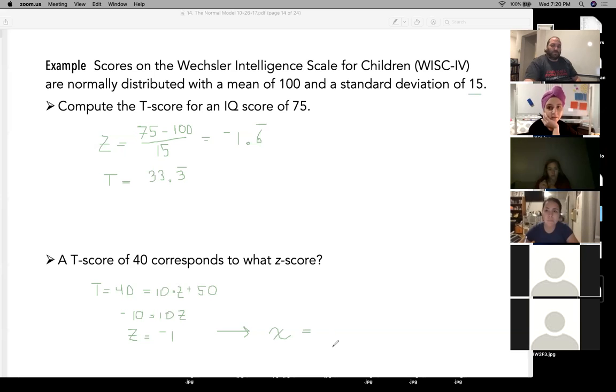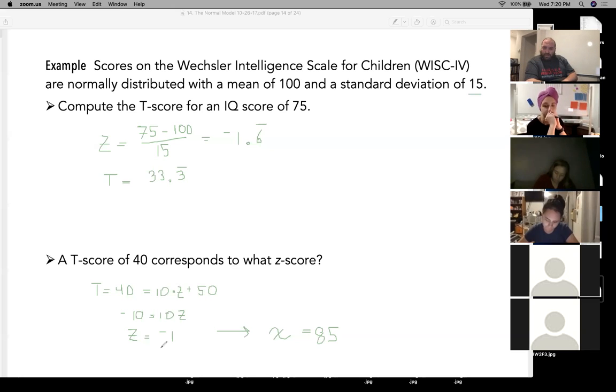You subtract from the mean, which was 100, you go 15 less. So what do I get? 85. The mean is 100 with a deviation of 15. If my z-score is -1, that means I'm one deviation down from the mean. If my mean's 100 with a deviation of 15, that means I'm at 85. Does that make sense?